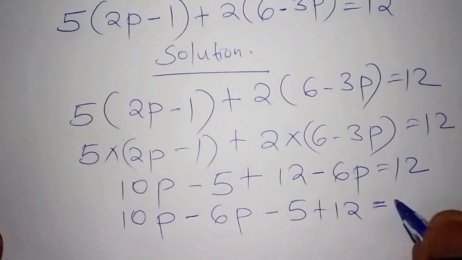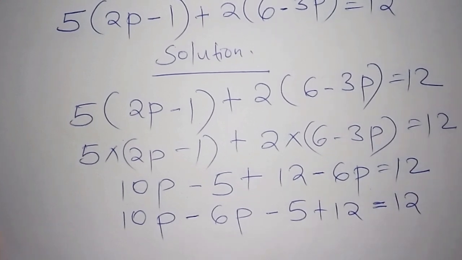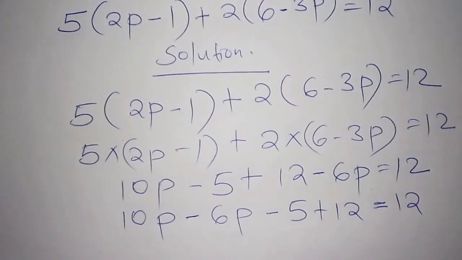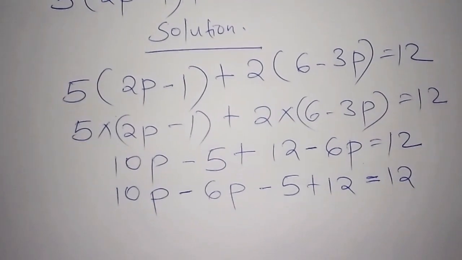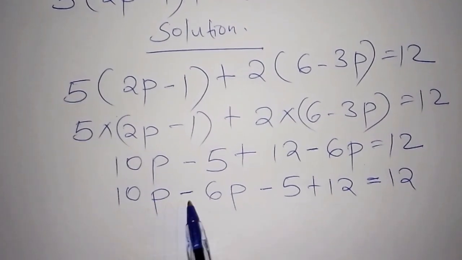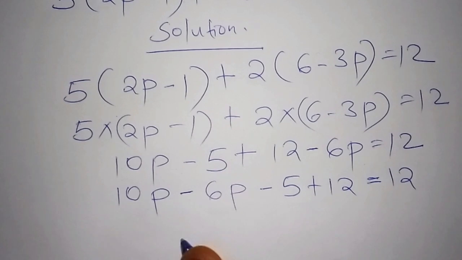is equal to 12. So what do we do in our next step? So let's work out the value of p. So now we shall have 10p minus 6p. Now we shall have 4p.